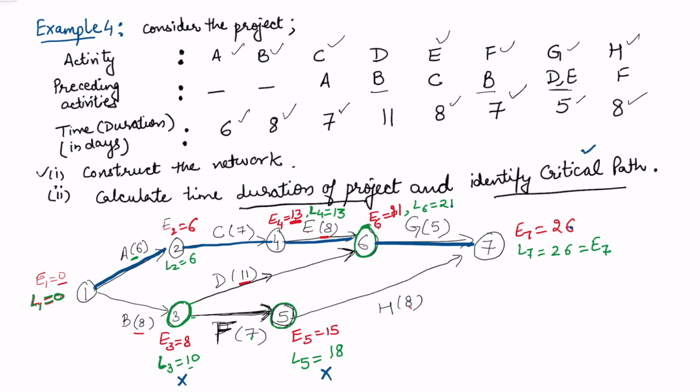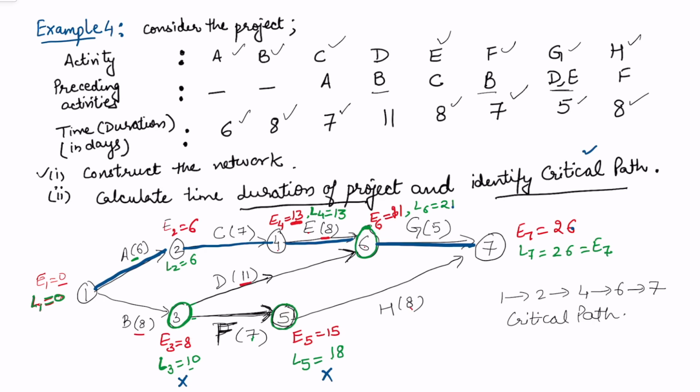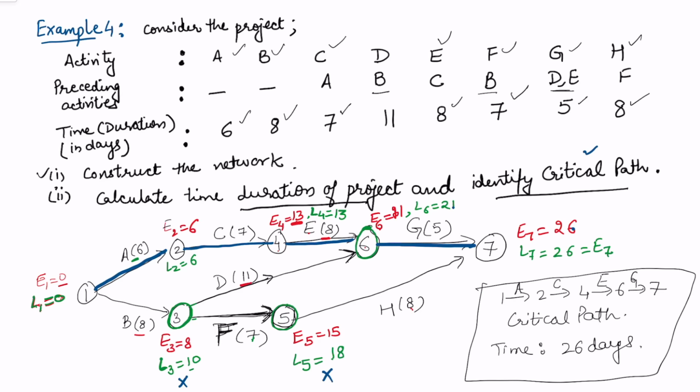So we have the critical path here as 1 to 2, 2 to 4, 4 to 6, 6 to 7. This is the critical path. We may associate activities A, C, E, G, and the time duration of the project is 26 days. So this is the answer for the first and the second part after drawing the network.